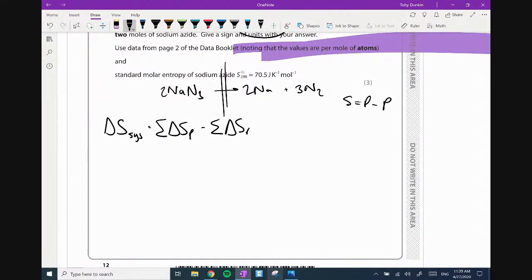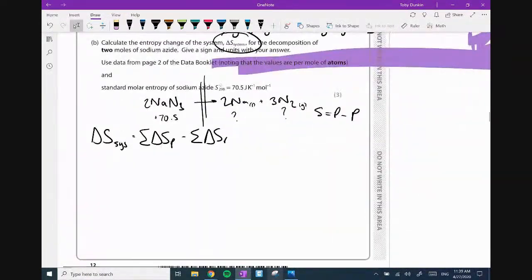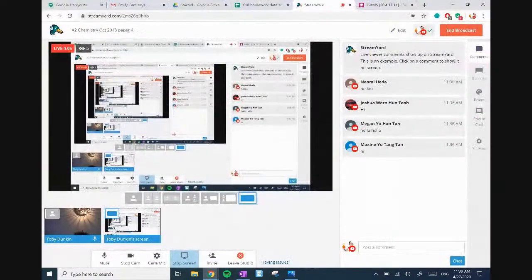So it's given us the entropy of sodium azide at plus 70.5. And we need to do products minus reactants. We need to look up the value for that one and that one. Now, this is sodium solid and nitrogen gas. So I'm just going to quickly check that. Yeah, solid and gas. So I'm now going to look up those values.